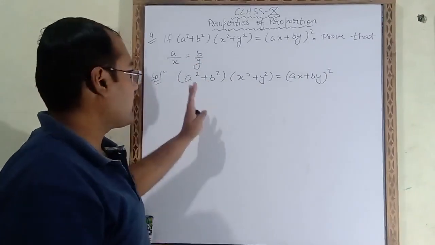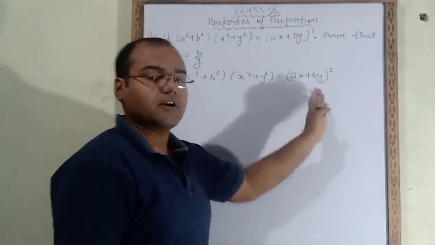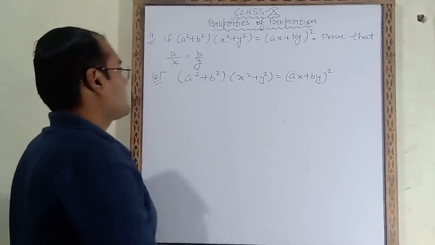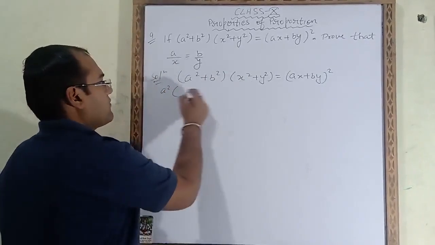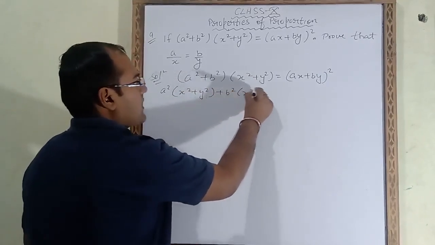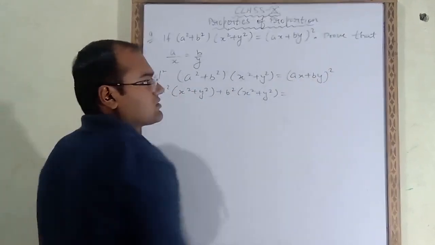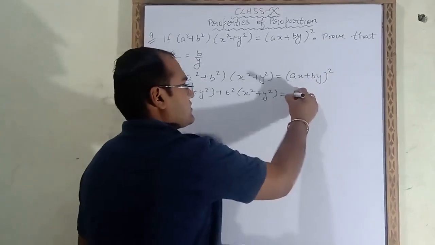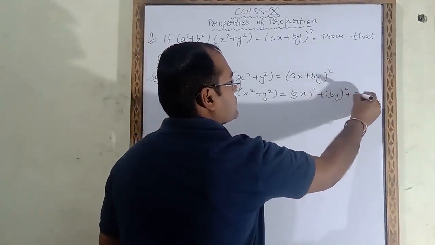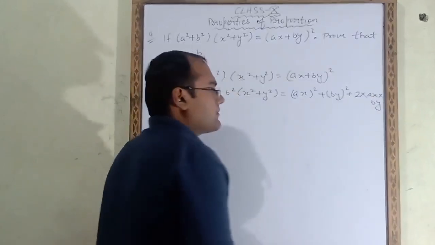So in this question, all the terms are different. If you observe this bracket and this bracket, all are different. So first of all we will multiply these two brackets: a square multiplied with the full bracket x square plus y square, then plus b square multiplied with x square plus y square. Here the whole square is given, so we will use the formula: first term square plus second term square plus 2 into first into second.